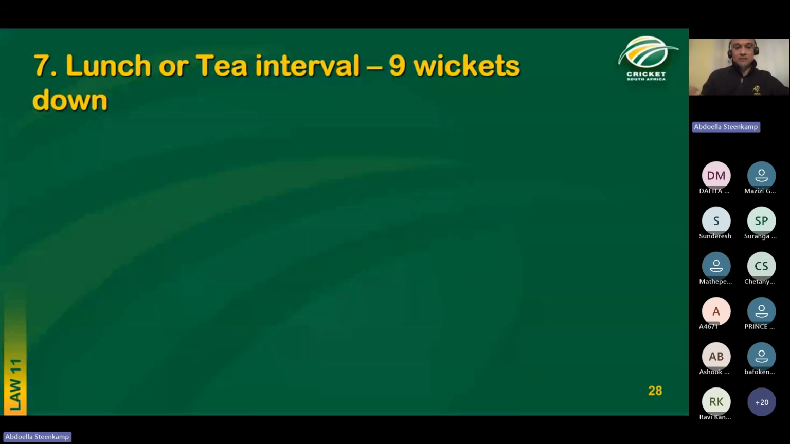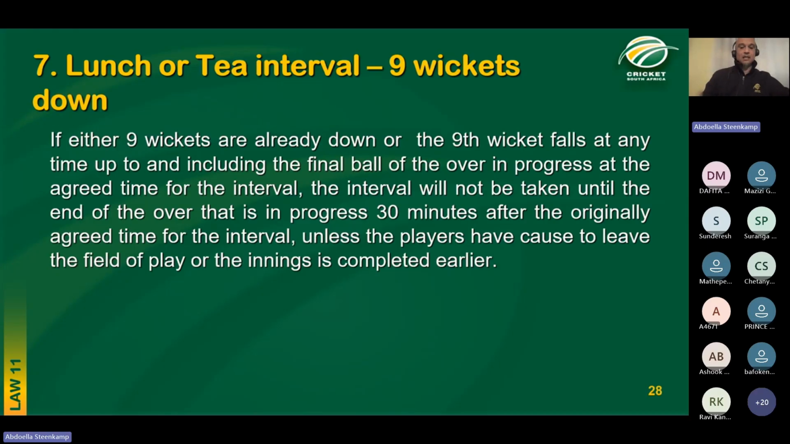Again, another time saving mechanism that the lawmakers brought in when it comes to our lunch or our tea interval. When a side is 9 wickets down, and if we get to our lunch or our tea time, we need to play on for a maximum of 30 minutes. We'll allow the fielding side to see whether they can take the final, or the 10th wicket, within these 30 minutes. If they can take it within the 30 minutes, we'll then have tea at that time. If they can't, we need to take tea after 30 minutes.